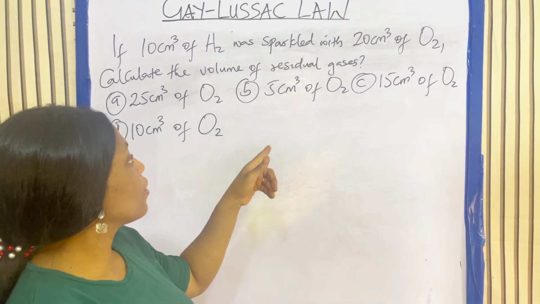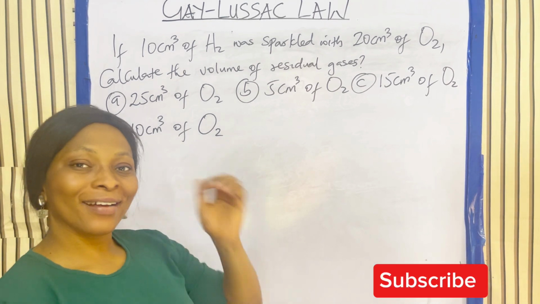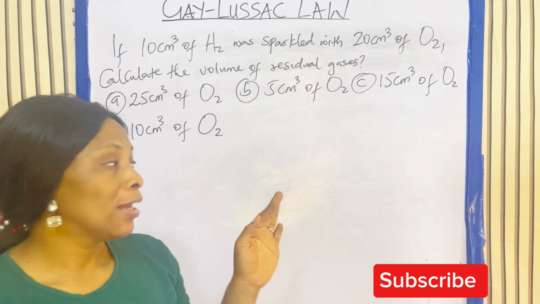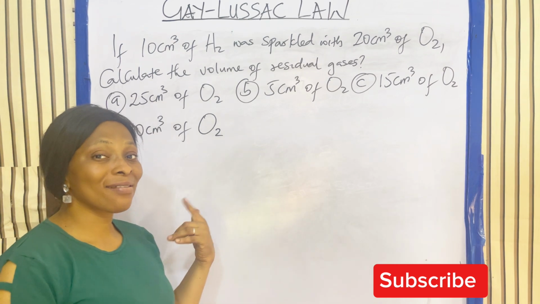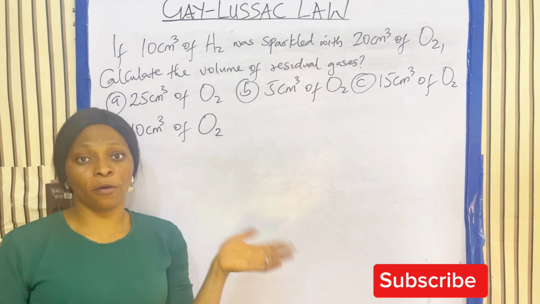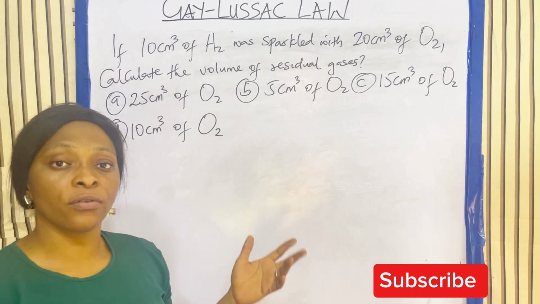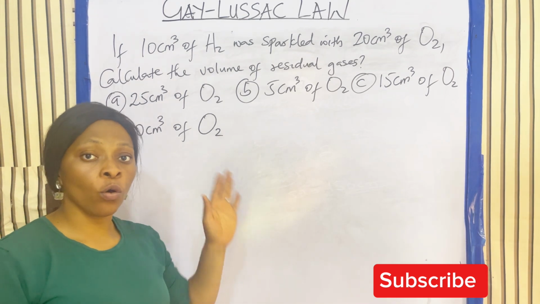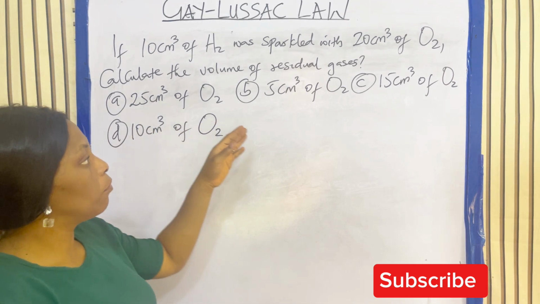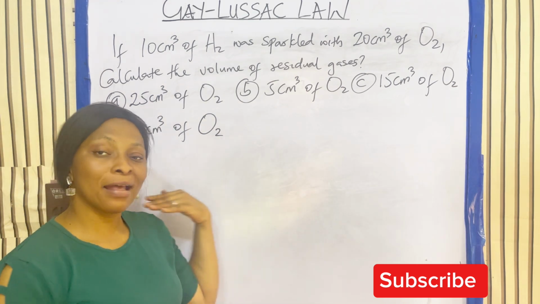Okay, so let's look at this question. 10 cm cube of hydrogen gas was sparked with 20 cm cube of oxygen gas. Calculate the volume of residual gases. Now this question is for you to solve and drop your answer in the comment section. Now the first thing to do is to write the equation for the reaction. You have hydrogen and oxygen. It's going to form water. Then you balance the equation and then input the values. So you discover which values actually is going to work for your question. Are we together? Okay. So with that, you're going to calculate the volume of the residual gases. So solve this question and put your answer in the comment section.